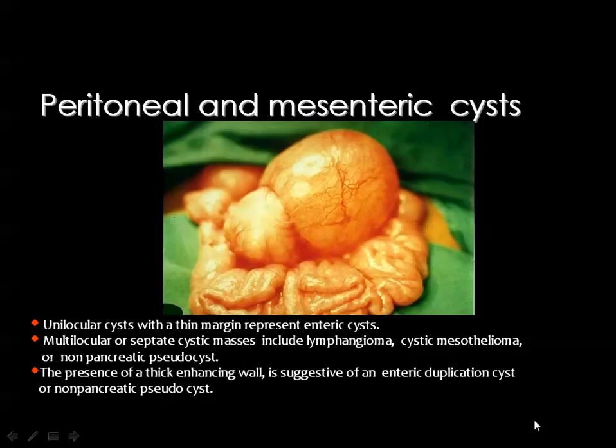Then we come to the peritoneal and mesenteric cysts, and you know that there are a lot of cysts that can occur in the peritoneum or the mesentery. Some of the cysts are unilocular, and others may be multilocular with internal septations, particularly the cysts related to lymphangioma. And sometimes you get cystic mesothelioma or non-pancreatic pseudocysts within the mesentery.